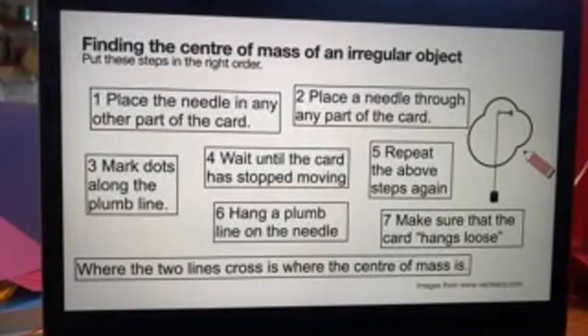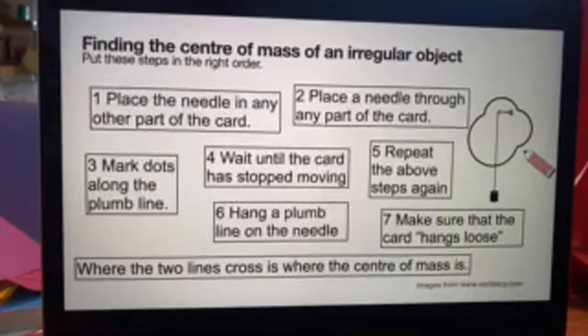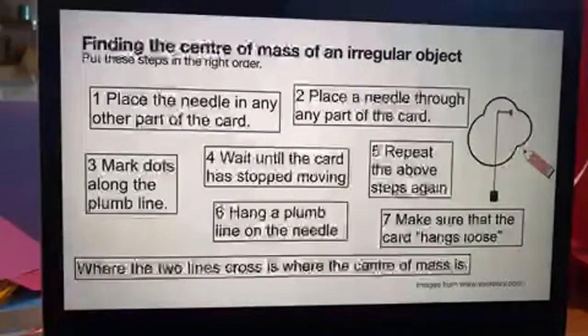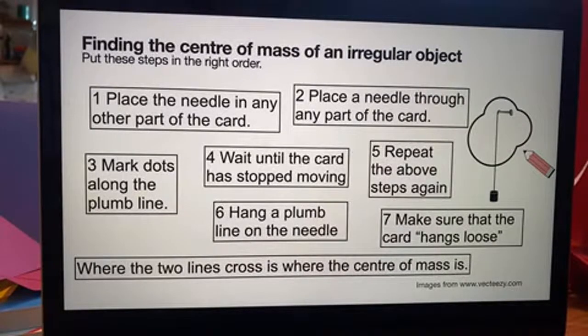So I've put: step 1 is place the needle in any other part of the card. Step 2 is place a needle through any part of the card. Step 3, mark dots along the plumb line. Step 4, wait until the card has stopped moving. Step 5, repeat the above steps again. Step 6, hang a plumb line on the needle. Step 7, make sure that the card hangs loose. And step 8, where the 2 lines cross is where the centre of mass is. Can you put those in order for me?